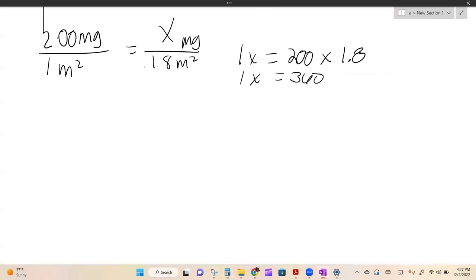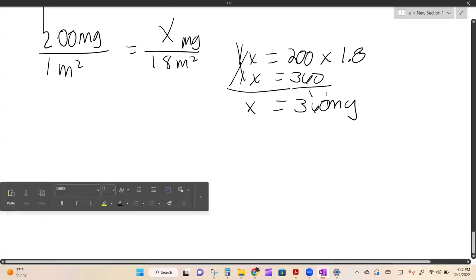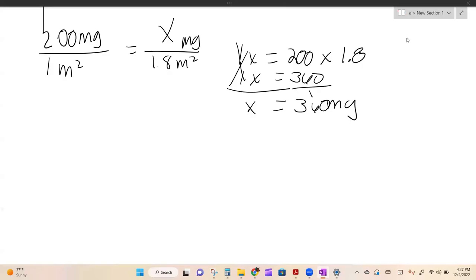And then we have a 1 over here, so we know it's going to be 360, but to get the x alone, we need to divide both by 1, which is just going to be 360. So that is how many milligrams they need based off of their body surface area.